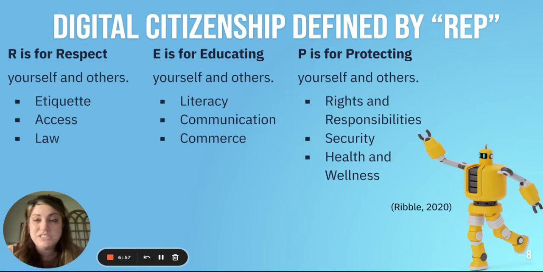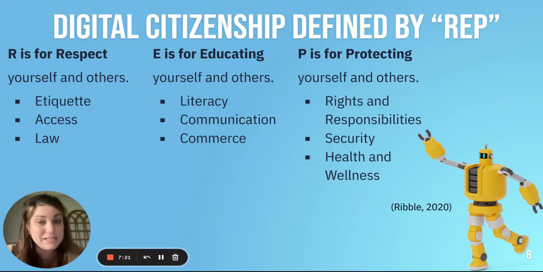All right, so digital citizenship is defined by the acronym REP. So R, and I have a few notes here, so I'm going to pull my notes up. R stands for respect, and that means respecting yourself and others through etiquette. And so students need to understand how technology affects us and how it affects other people, and to be polite and use manners with that.